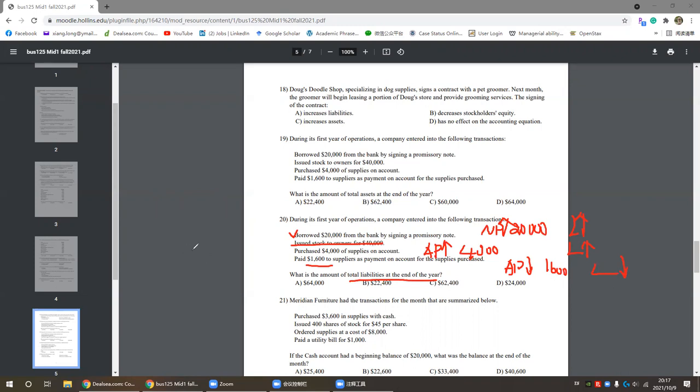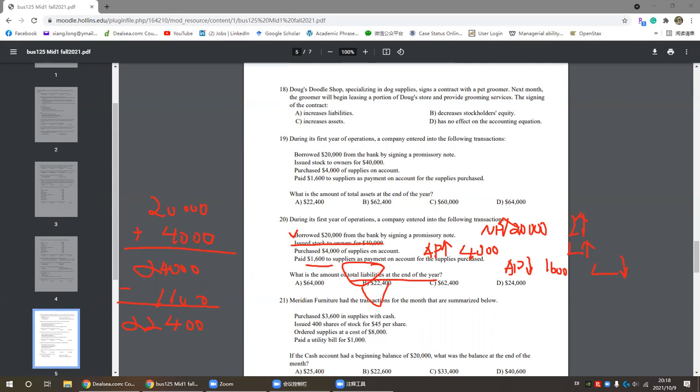So how are we going to find out what the total liability is? In this case, we're using 20,000 plus 4,000. That's how we got 24,000. And using this minus 1,600, that's how we got the answer of B, 22,400. Okay, so that's the answer right here.